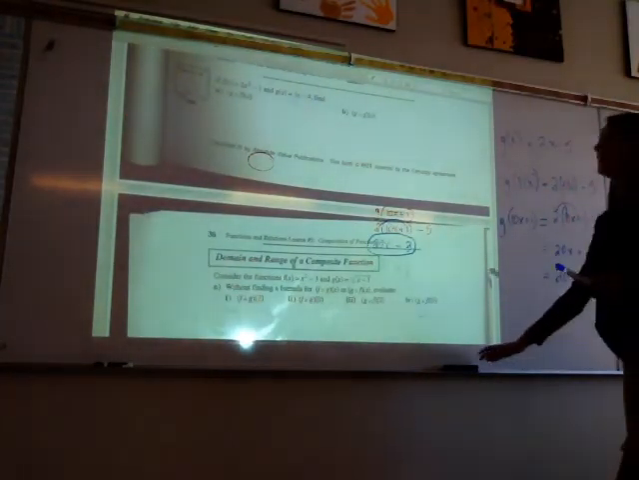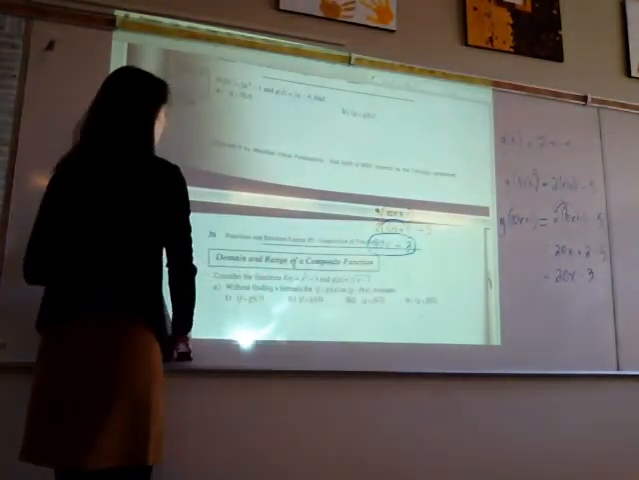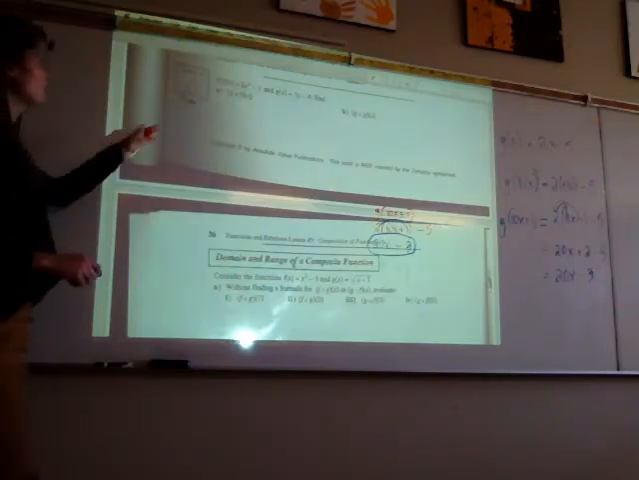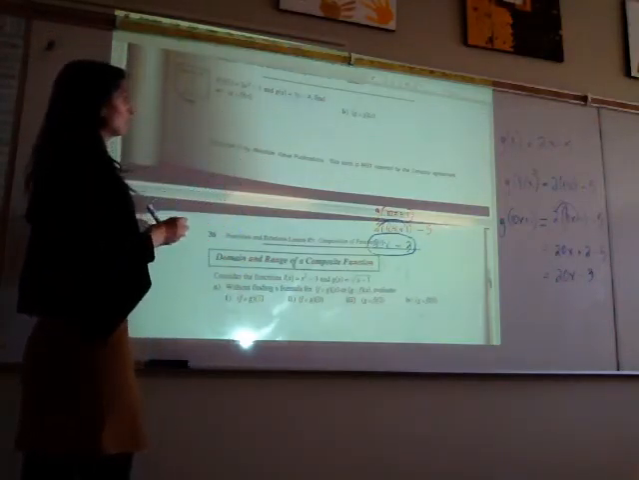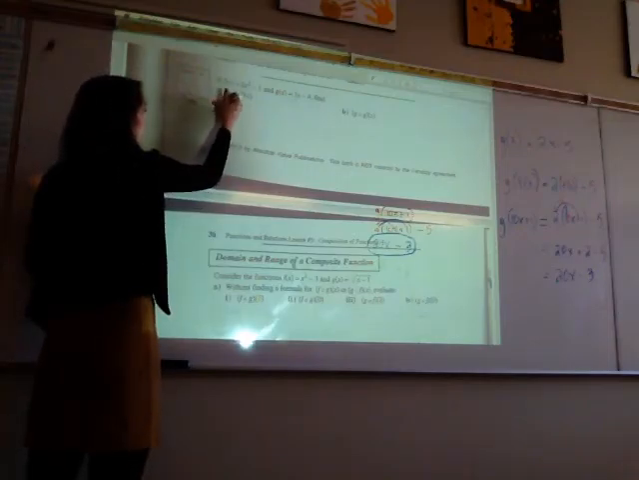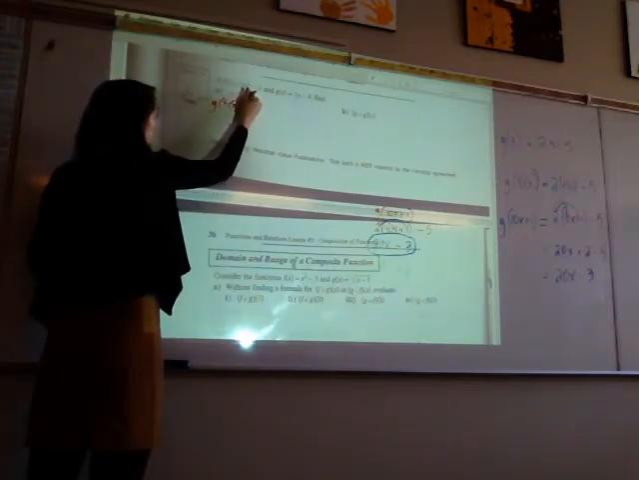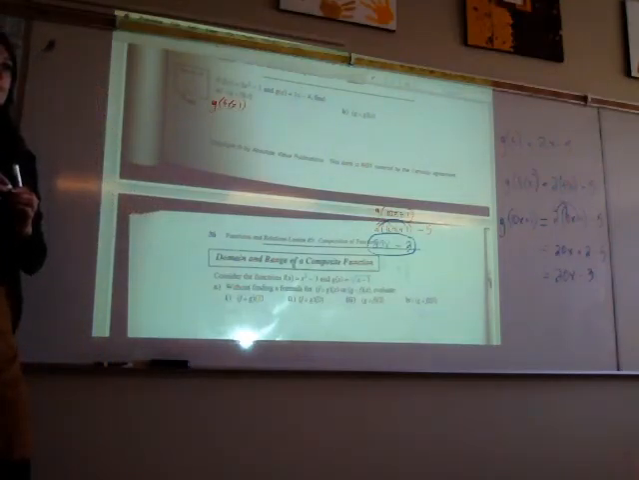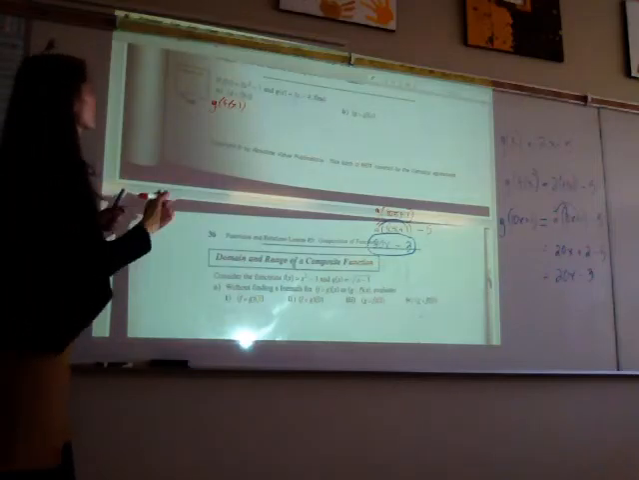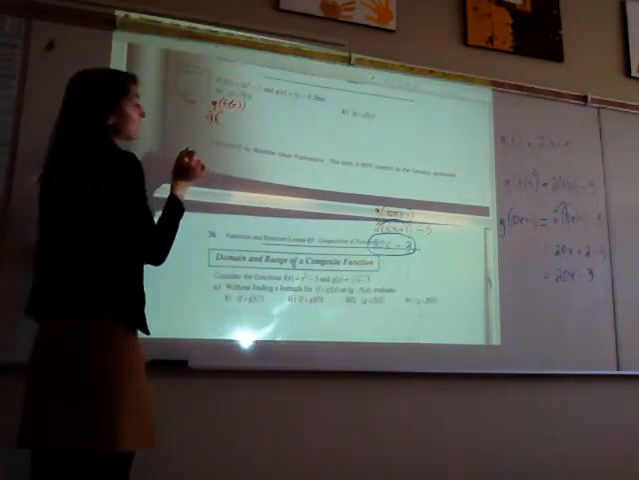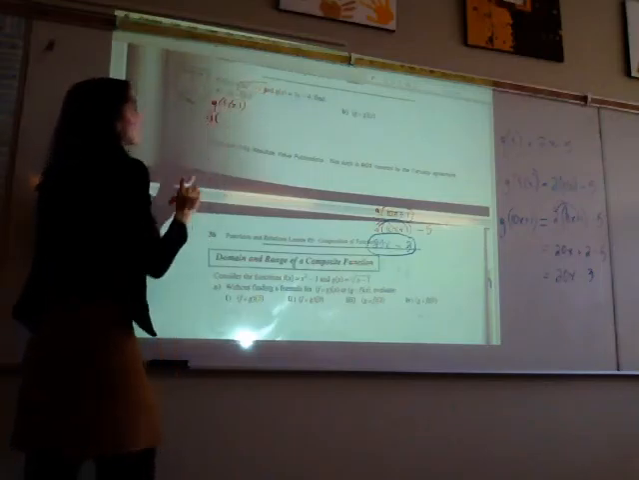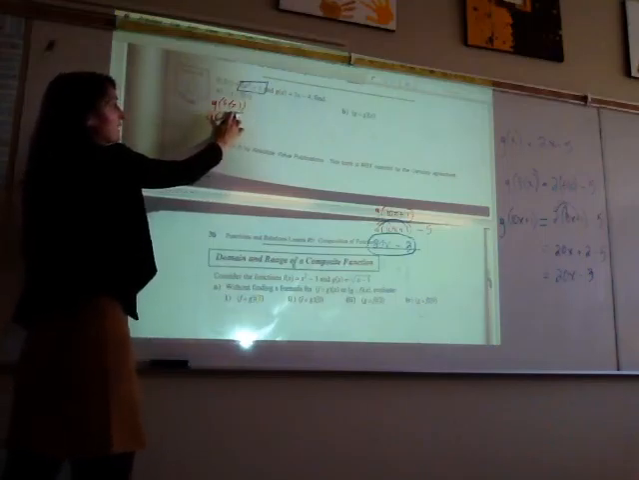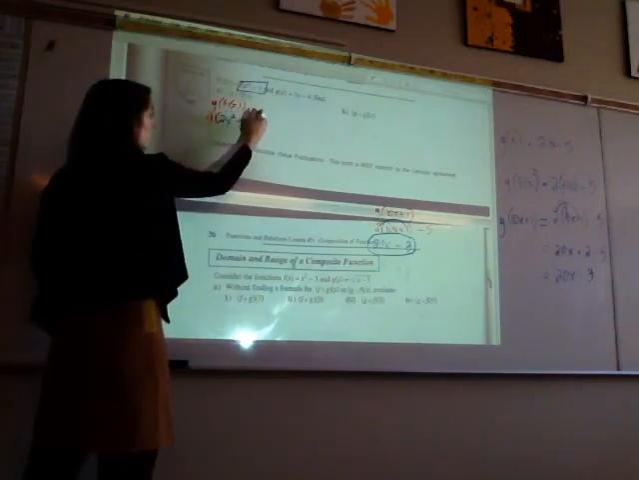Okay, number 4, we have 2x squared minus 1 as the function f, and we have g of x is 3x minus 4. We need to find g of f of x. So step 1, we're going to rewrite it in the notation g of f of x. F of x was given as 2x squared minus 1. So I'm going to replace f of x with 2x squared minus 1.